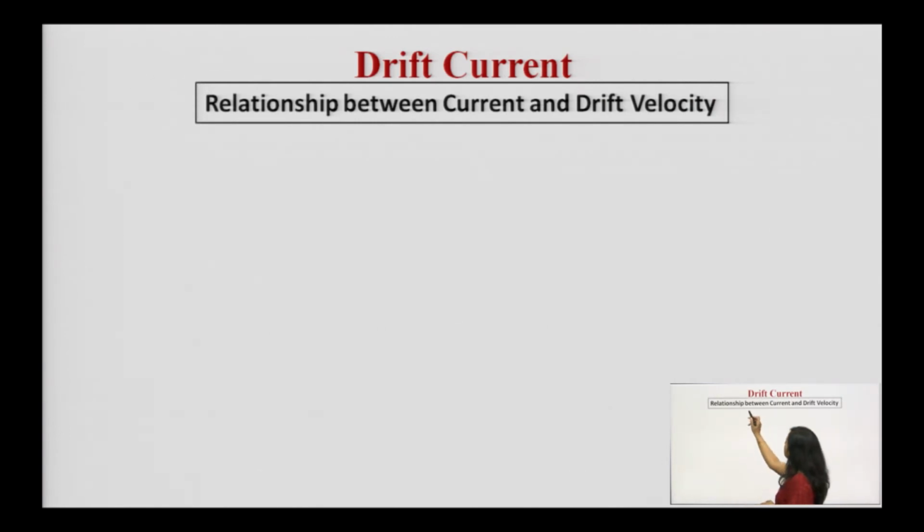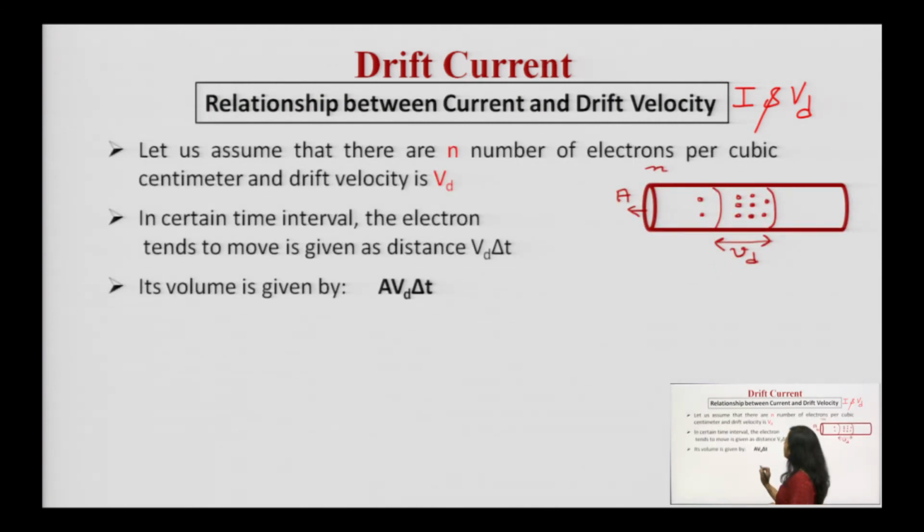Now, let us derive a relationship between current and drift velocity. Current is denoted by I and drift velocity is Vd. Now, you have to derive the relationship between these two. You must remember all these terms, how they are related and what their literal meaning is. Then you will be able to derive each and every mathematical expression. Let us assume there are n number of electrons per cubic centimeter, and Vd is the drift velocity. You can see a diagram over here. A semiconductor bar is taken which is of length L. A is the cross sectional area, N is the electron concentration, Vd is the drift velocity.